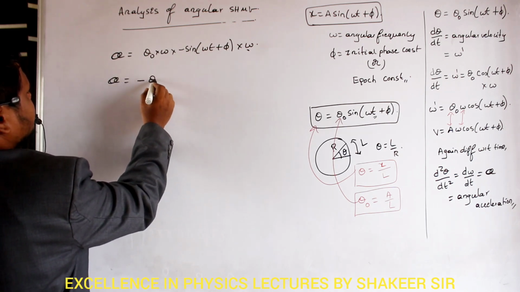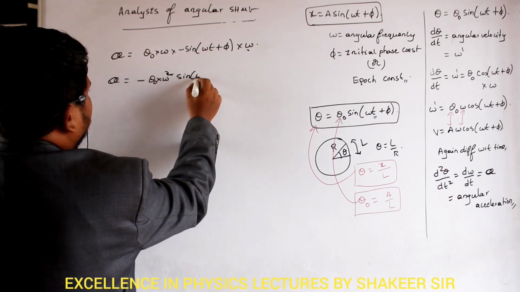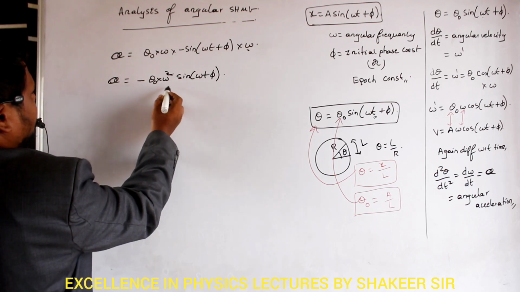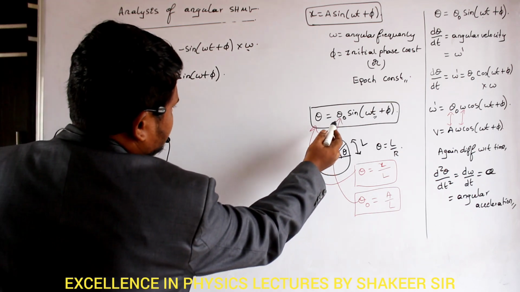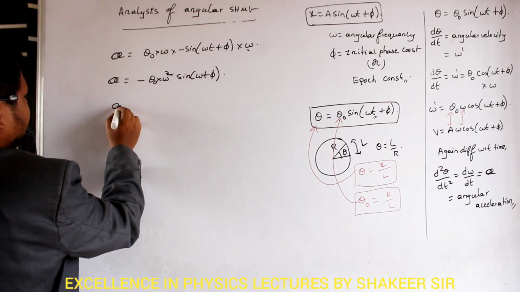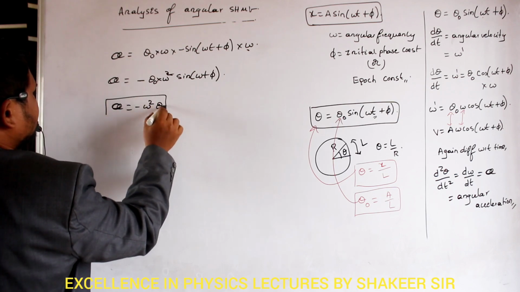So alpha is equal to minus theta naught into omega square sine omega t plus pi. Theta naught into sine omega t plus pi is nothing but theta. So therefore alpha I can write as minus omega square into theta. This is the relation which we have.